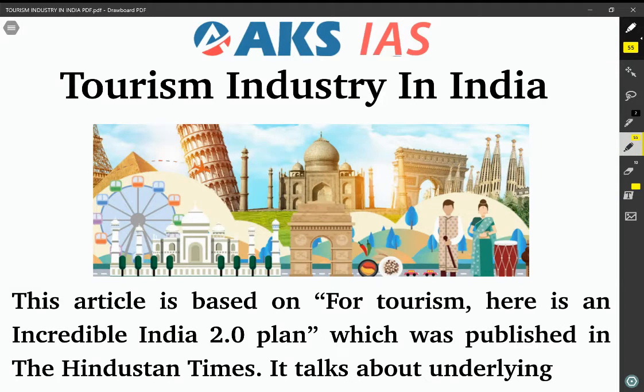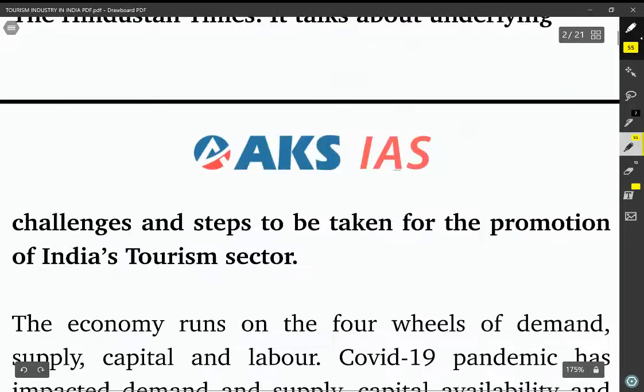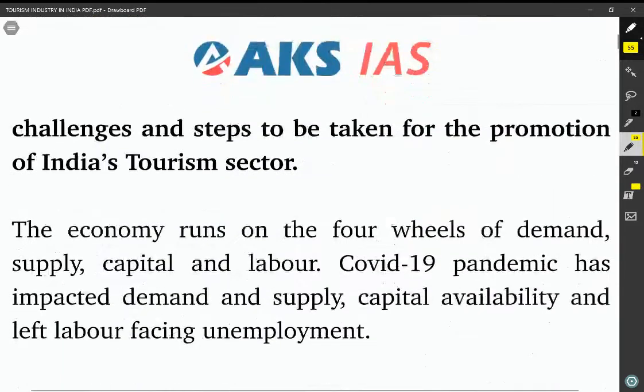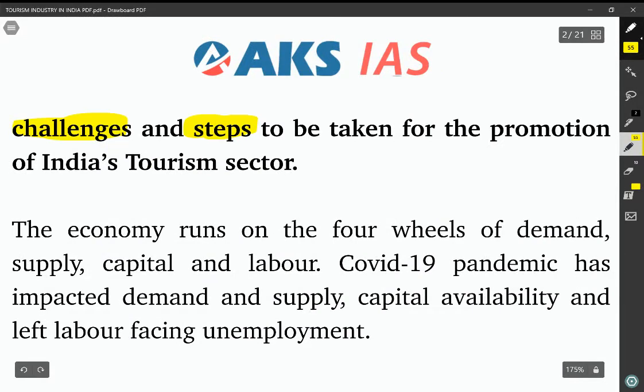In this video lecture, we will be discussing the tourism industry in India and how the growth potential of this industry has to be tapped. This series is based on a newspaper article that appeared in the Hindustan Times that stated, for tourism, there is the Incredible India 2.0 plan. This article talks about the challenges and the steps to be taken for the promotion of India's tourism sector.